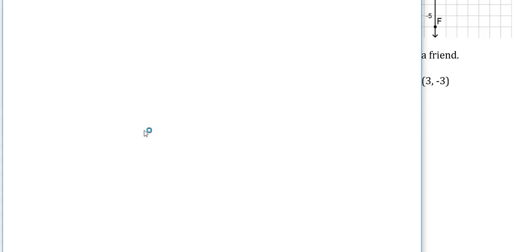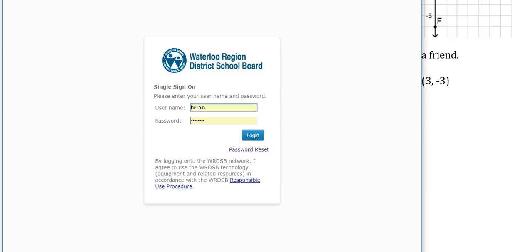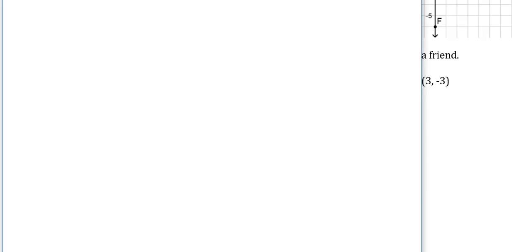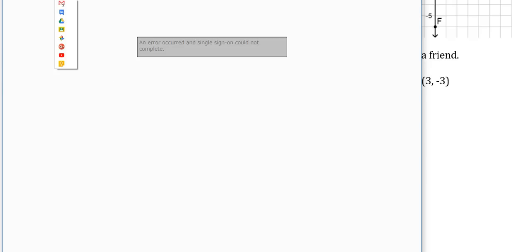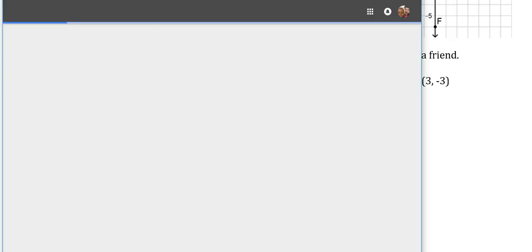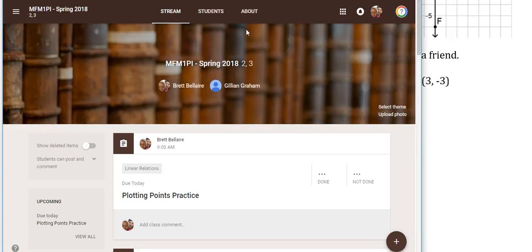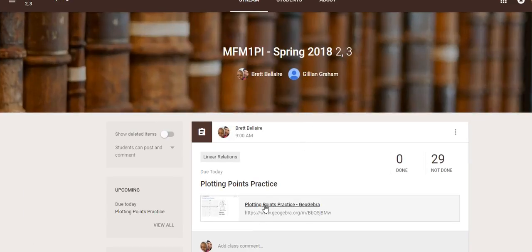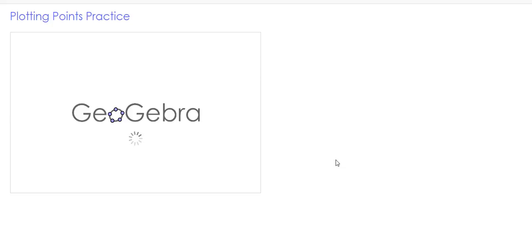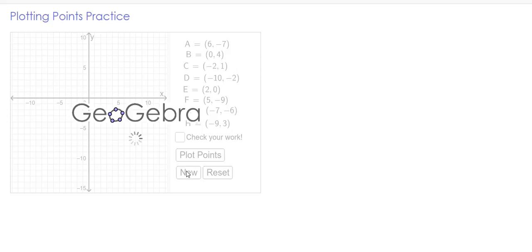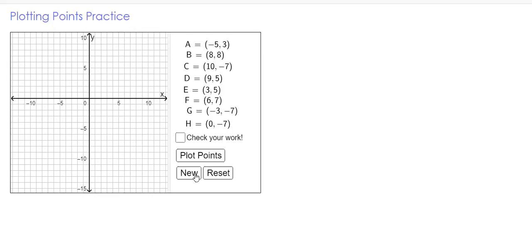But we have another activity. This is what the Chromebooks are for. When you go to the classroom, you're going to notice that there's a post, and you're going to click on that on your Chromebook or your phone if you don't have a Chromebook. And here's what you're going to do. I'm going to encourage you to click New, and then click this button, Plot Points, and then you're going to plot all these points.